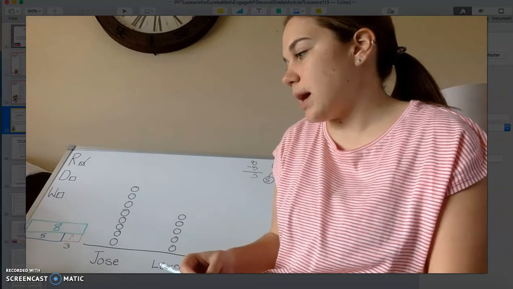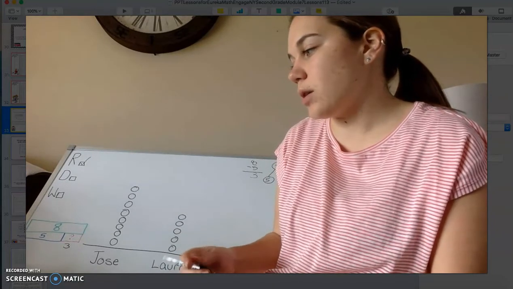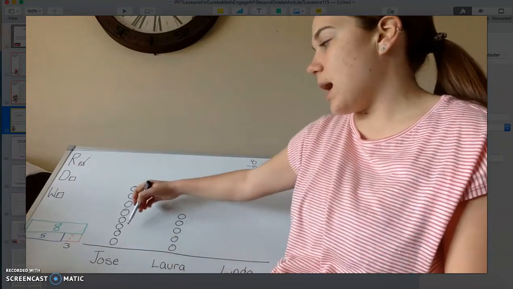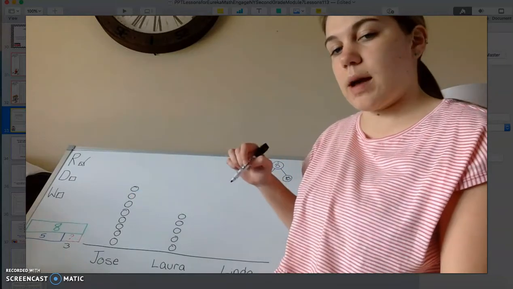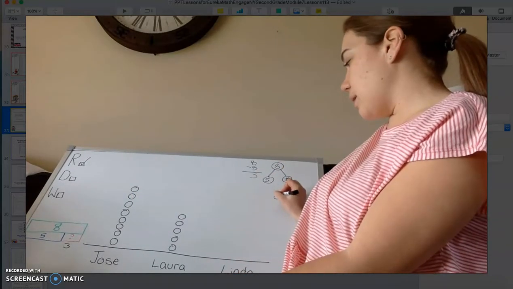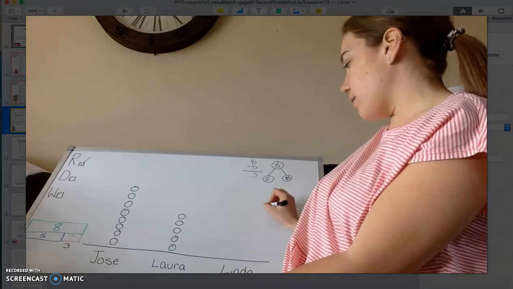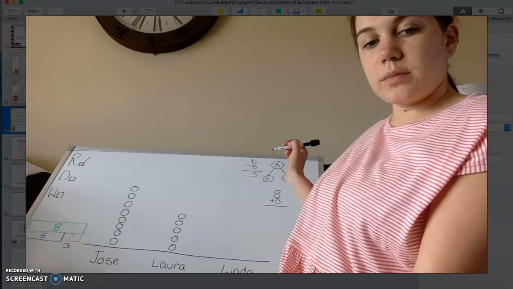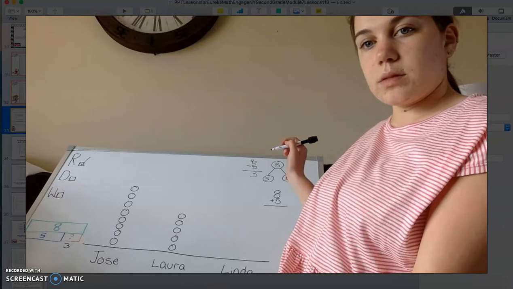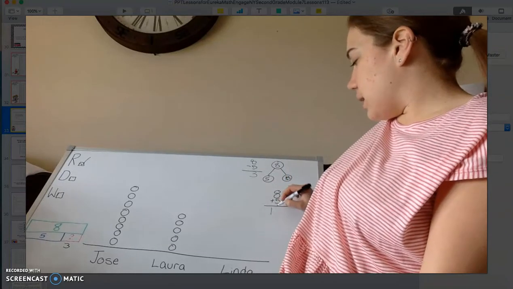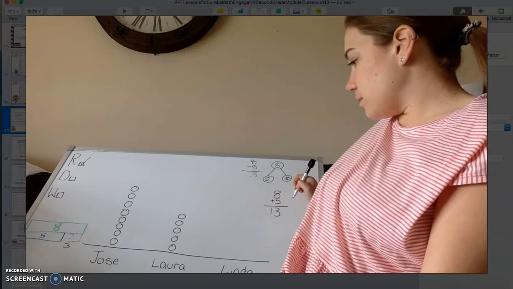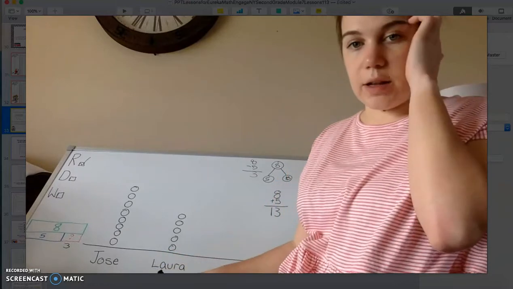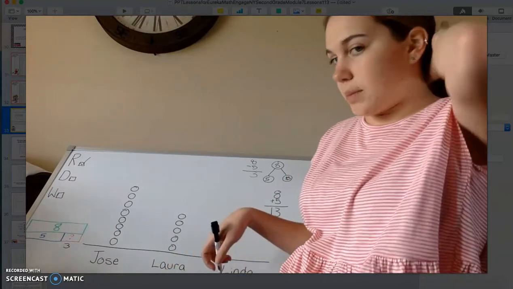Now, it says if Jose, Laura, and Linda read 21 books altogether, how many books did Linda read? So first we need to add up how many books Jose and Laura read. So Jose read 8 and Laura read 5. So we need to do 8 plus 5. What do we get? Good, 13. And now we know that's how many Jose and Laura have read altogether. Jose and Laura have read 13 books.